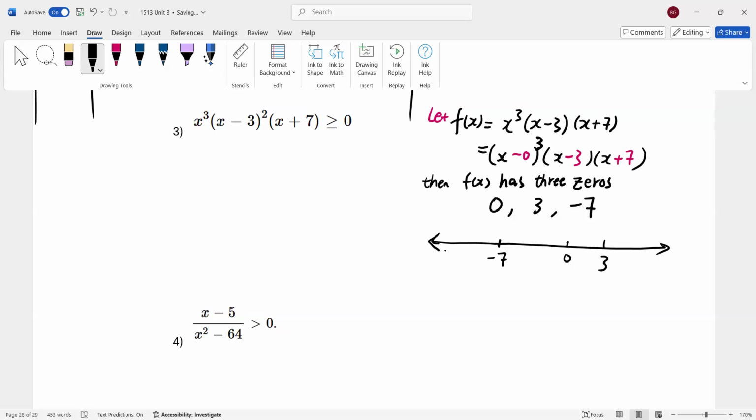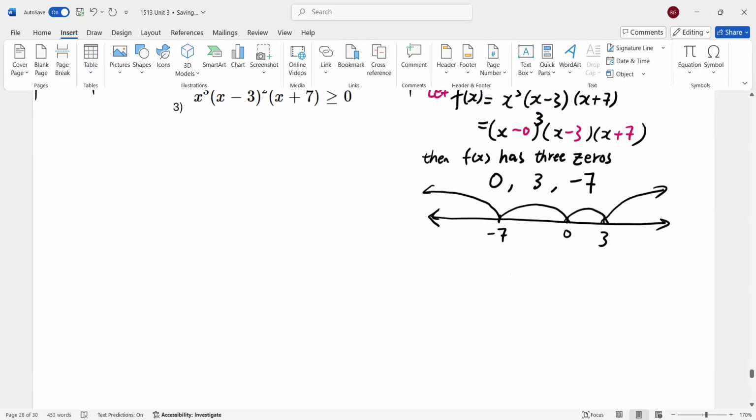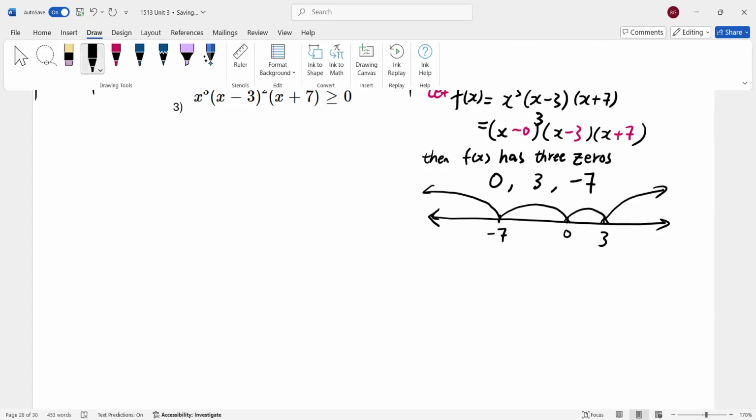Those 3 zeros divide the whole domain into 4 parts. First part, second part, third part, fourth part, all right? I'm going to put this on the next page. And now we are ready for our chart.